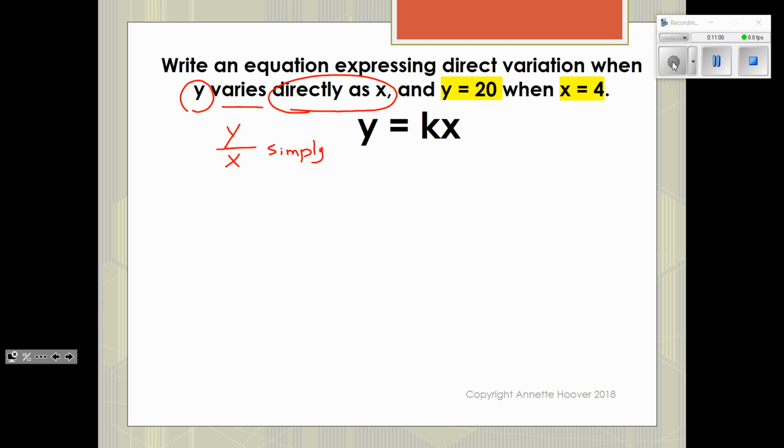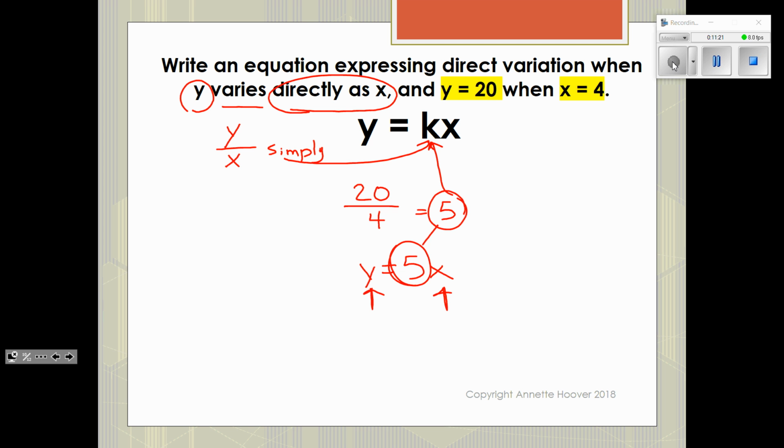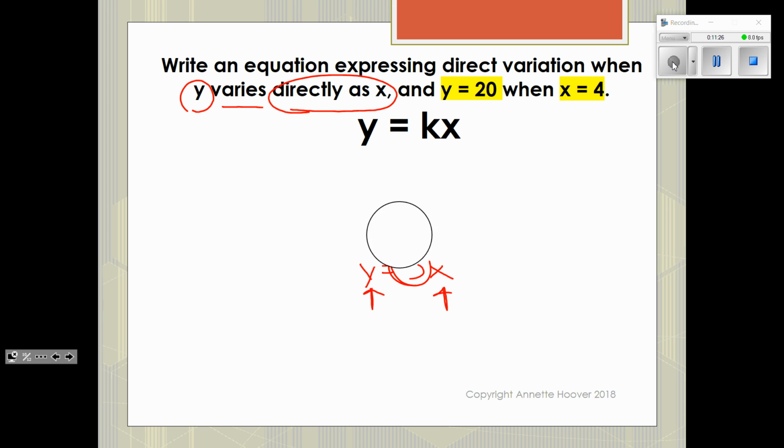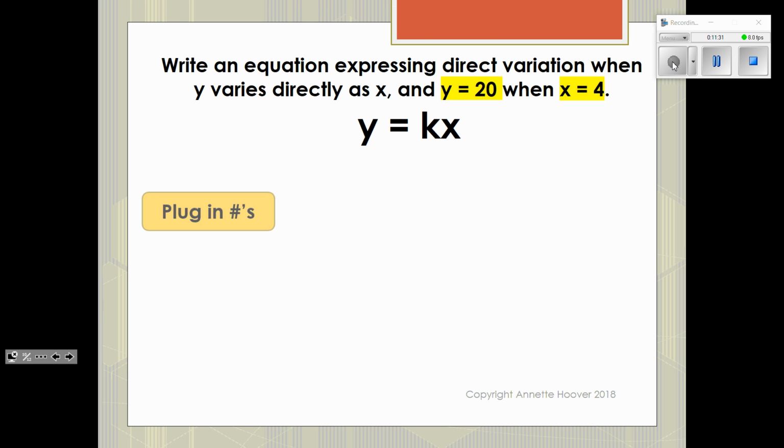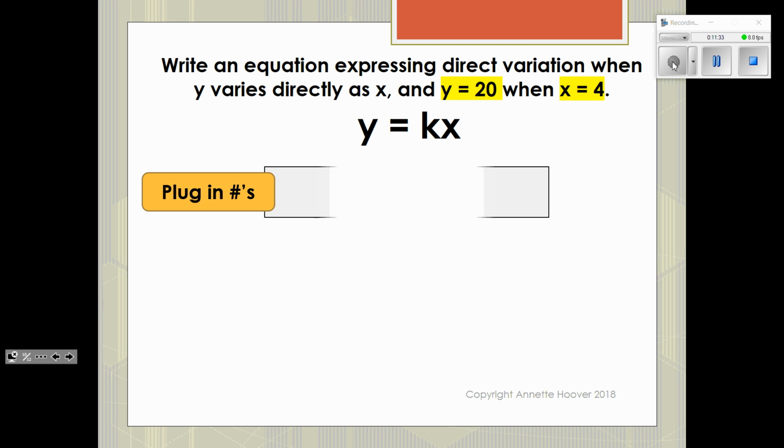Once you simplify, you're going to put it right here in front of the x for the constant. So if y is 20, you put the 20 on the top, you put the x on the bottom. 20 divided by 4 is 5, so I know that my slope is 5. It goes right here where the k is. So I simply write y equals 5x. You're always going to have the y here, the x here, and you're just plugging in whatever this number is. So just take the y, put it on top, take the x, put it on the bottom, simplify, and then you can write your equation.